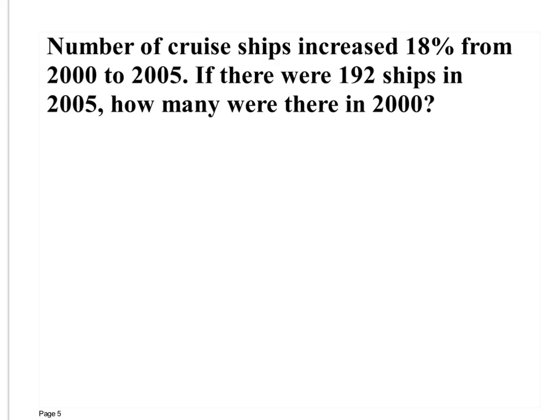Alright, this is what some of your homework's going to see. These word problems. It says the number of cruise ships increased 18% from 2000 to 2005. If there were 192 ships in 2005, how many were there in 2000? So what it's doing is it's kind of asking a question out of order. We've been trying to solve for the percent. They give you that. They're asking for one of the numbers.